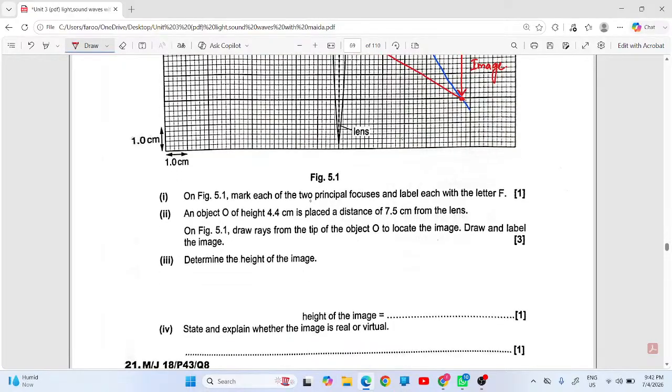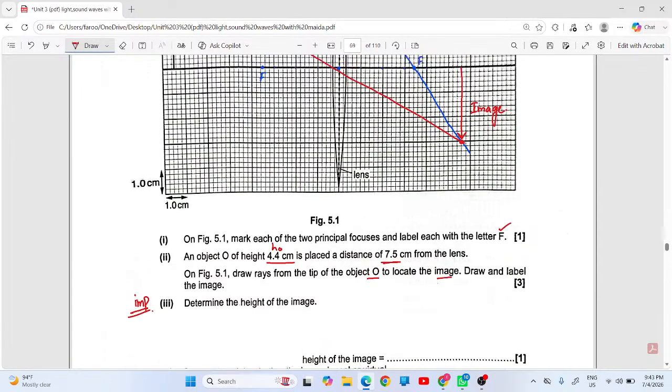ये तो हमारा हो गया figure 5.1. Mark each of the two principal focuses and label each of them with letter F. ये हो गया हमारा. An object of height 4.4 centimeter, this is the height of object, is placed at the given distance. On figure 5.1, draw rays from the tip of the object O to locate the image I. ठीक है. Determine the height of the image. This is important. Height of image.